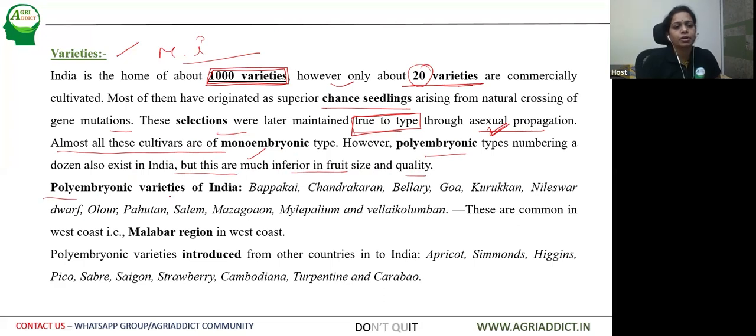Then these polyembryonic varieties exist naturally. So the varieties are Papakai, Chandrakaran, Bellari, Goa, Kurukan, Nileshwar Dwarf, Olor, Patan, Salem, Mazagon, Mailapayam, and Velekkolambam. These are especially concentrated in the Malabar coast of Kerala, so the west coast.